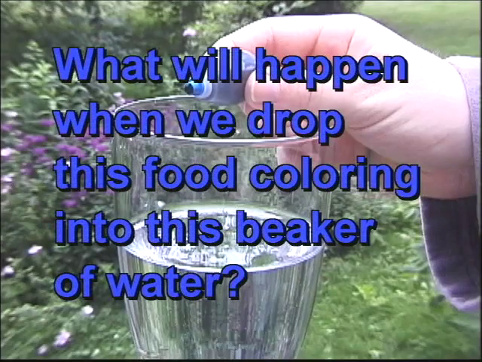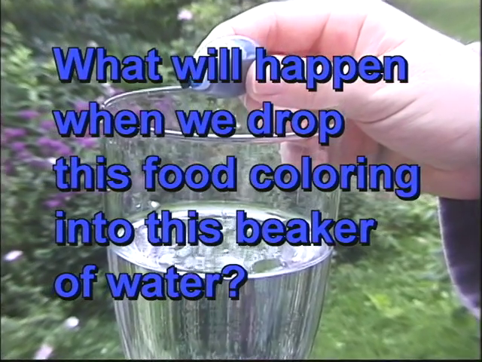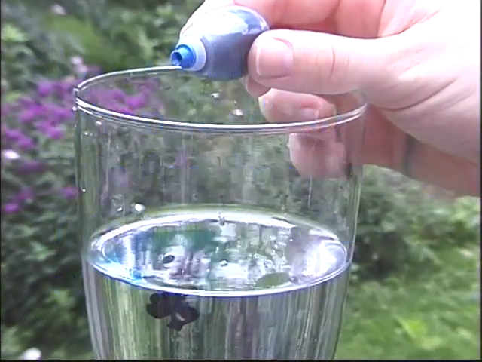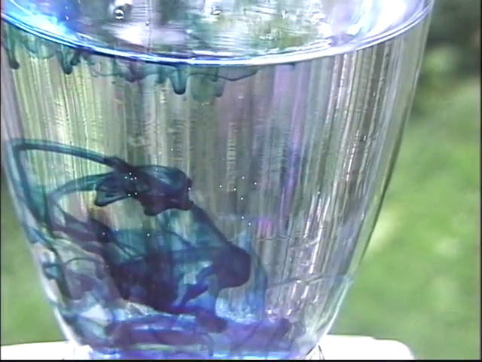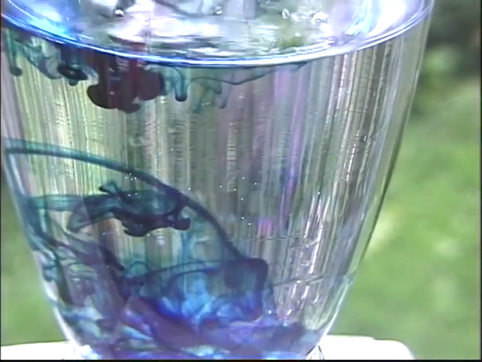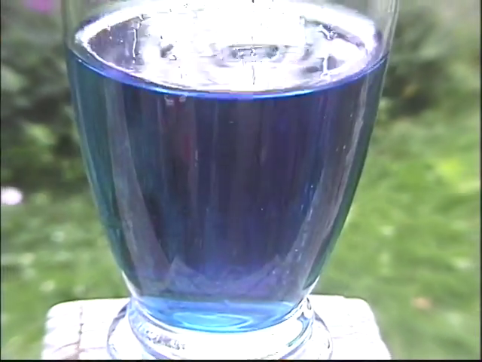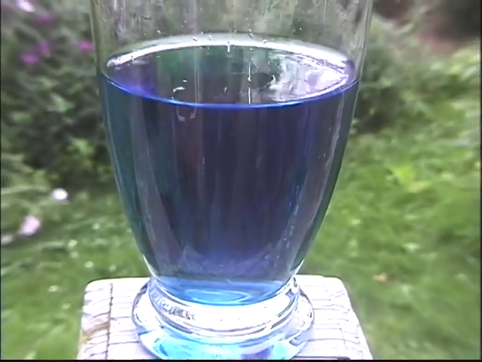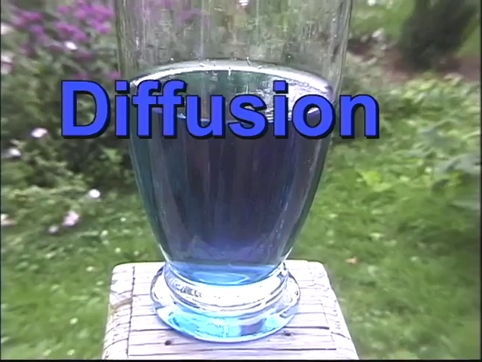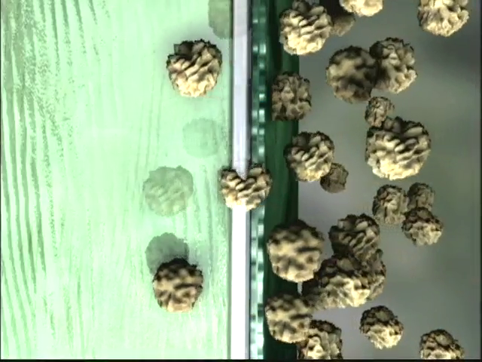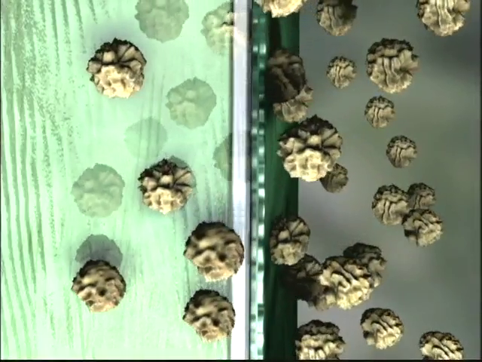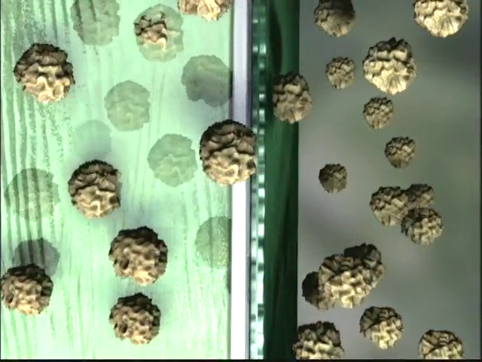You decide. What will happen when we drop this food coloring into this beaker of water? As you can see, the food coloring spreads throughout the container until it eventually colors all of the water. This process is called diffusion. Diffusion involves the movement of molecules from an area of greater concentration to an area of lesser concentration.